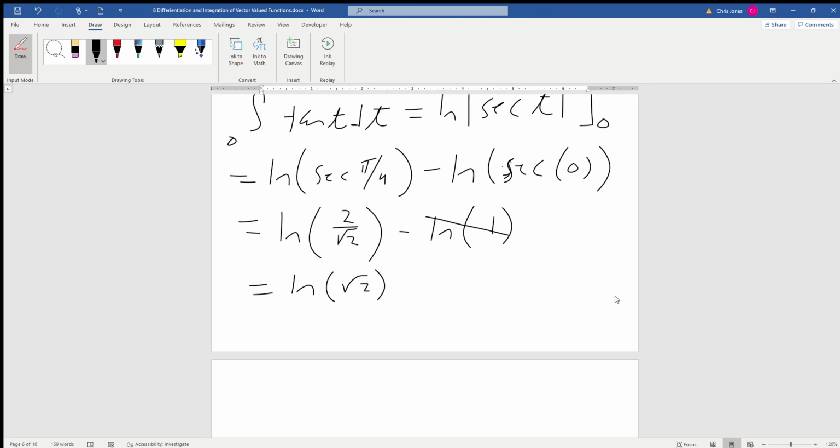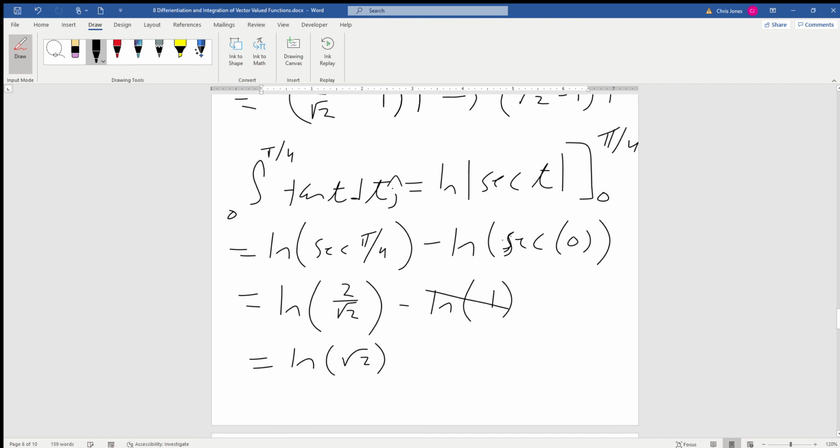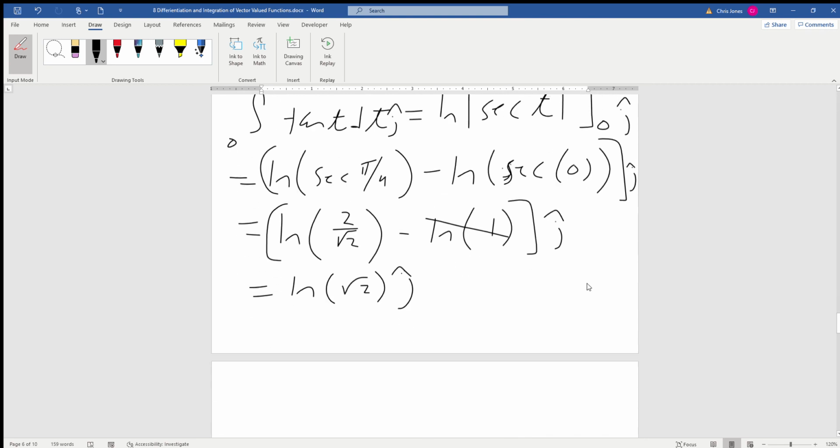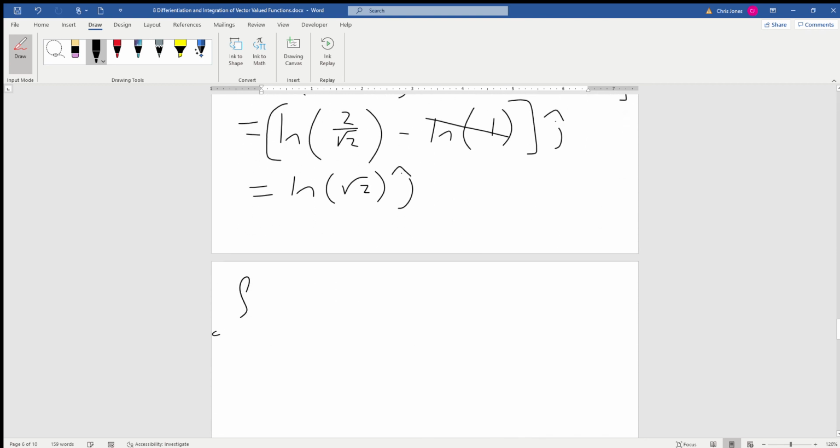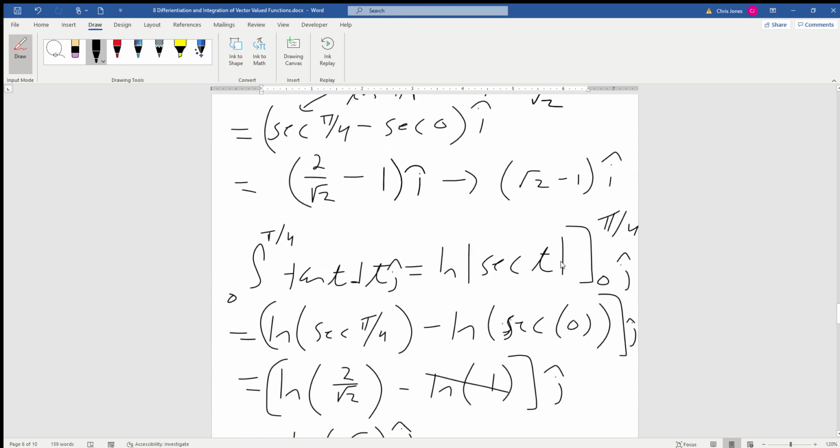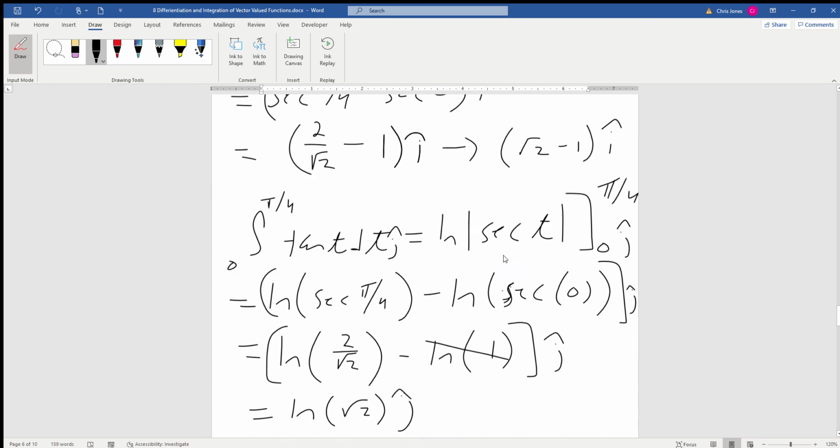I probably should have put a j somewhere in here all the way back, so I'm going to do that. Not that it's all that important because we certainly would remember it in the final answer. But all right, so that's our j coefficient. And then finally for k, we have 0 to pi fourths of 2 sine t cos t, I believe. Yep.